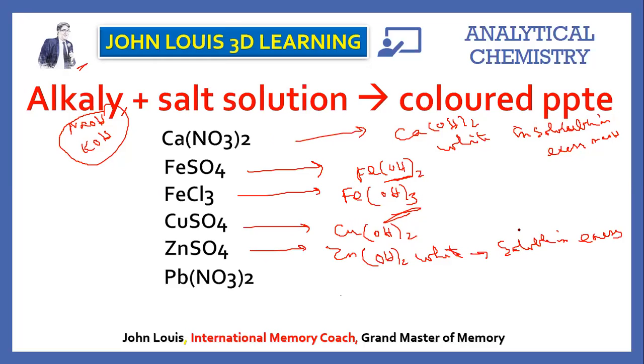Lead nitrate. What precipitate will you get? You will get lead hydroxide precipitate. What is its color? It is also white, and this is also soluble in excess. When you add excess sodium hydroxide, both zinc and lead precipitates will dissolve. That is why we need to add sodium hydroxide reagent drop by drop, not in bulk. Write that question, very important, very often asked in the board examination: why should alkali be added drop by drop? Clear?